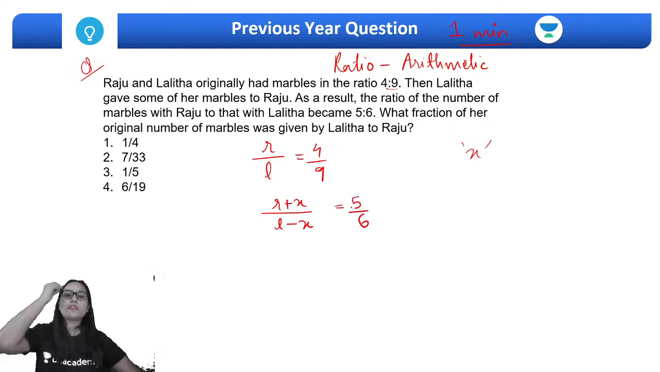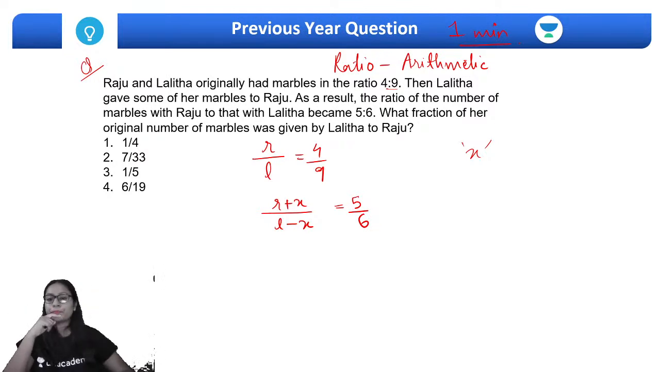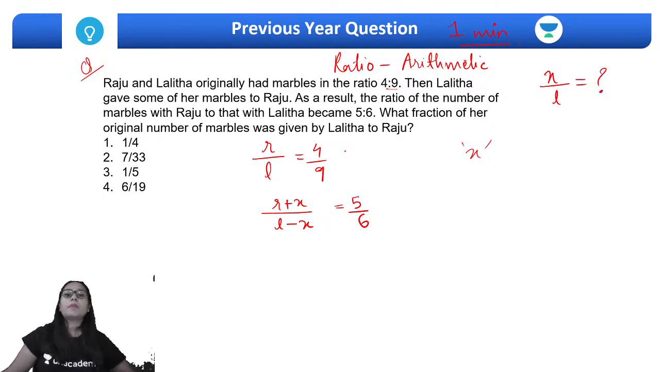What fraction of her original number of marbles? So now we need to get a value of X. See, we don't need to find the value of X here. We just have to see what fraction of her original number of marbles was given by Lalita to Raju. So basically we have to get a value of X upon L. Because from here I have two equations and three variables. Anyway, I won't be able to calculate the values of R, X and L separately, but obviously I can try to find this ratio. Okay, let's do that.